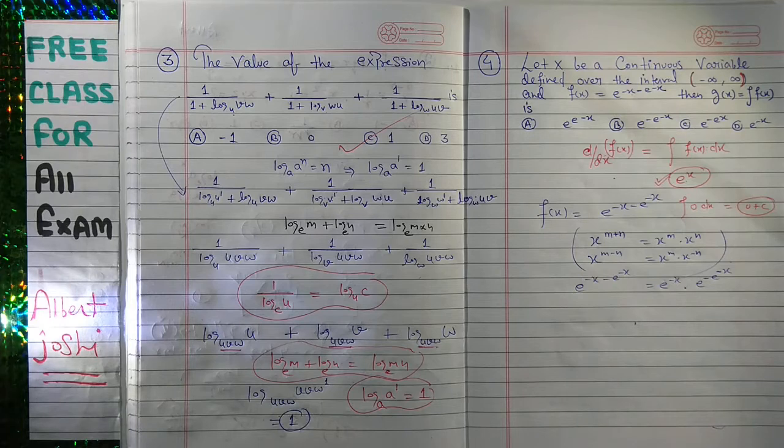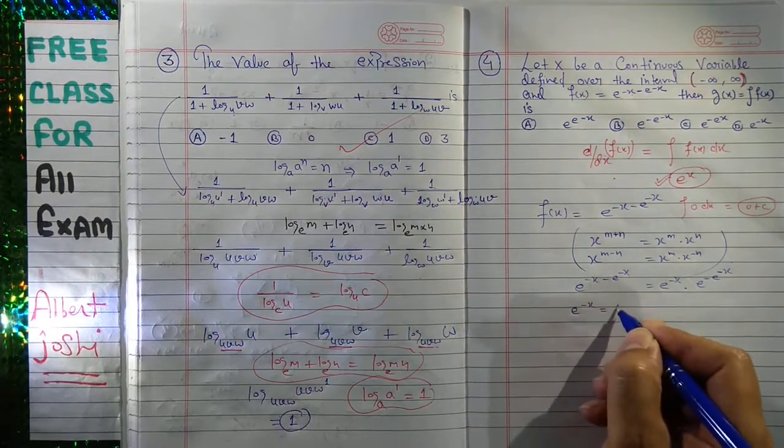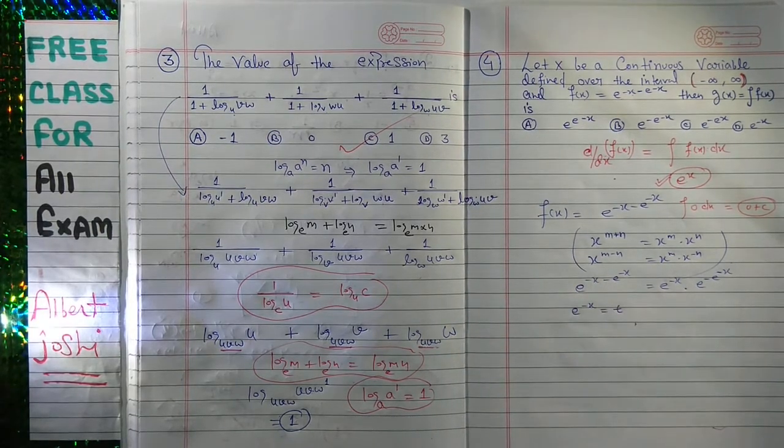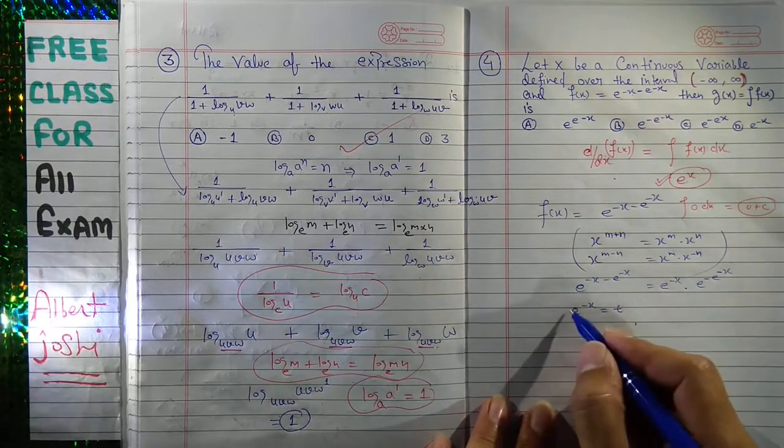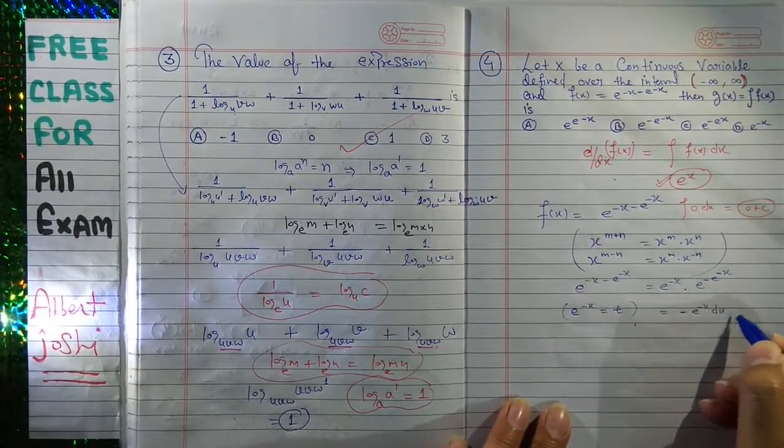Now, how to solve this problem? This is very simple. If you take log on both sides, then it is not possible to solve it. But if you use e to the power minus x is equal to t, then it can be solved. If you take e to the power minus x is equal to t and differentiate both sides, you will get minus e to the power minus x dx is equal to dt.